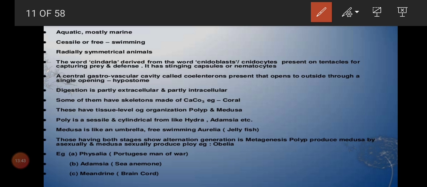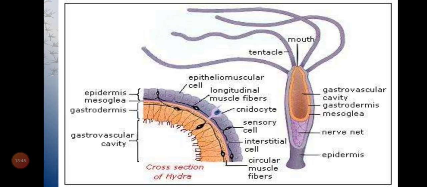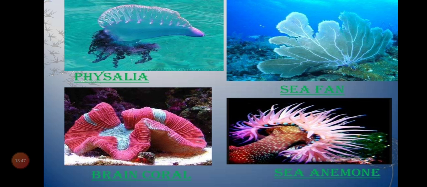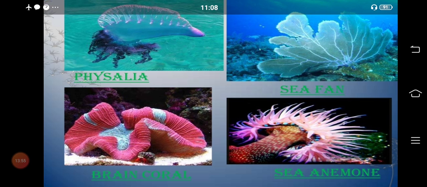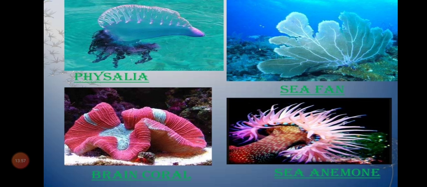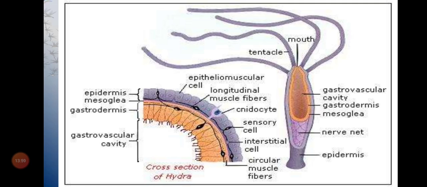And what are the common species? Now I'll show you some of the common species. So these are the Physalia, sea fan, sea anemone, brain coral. How beautiful the coral is, no? So these are some common examples for the Coelenterata group. Here I'll explain the structure.